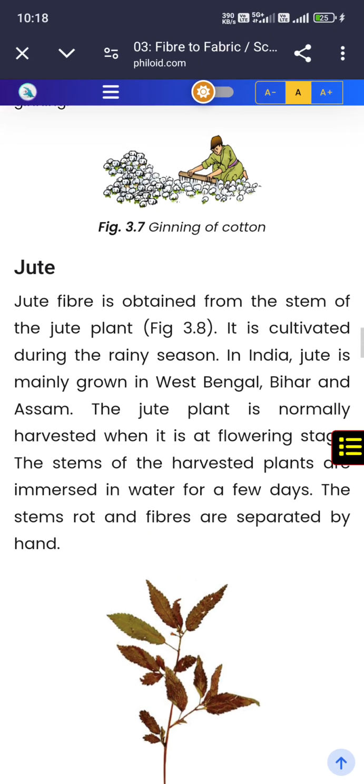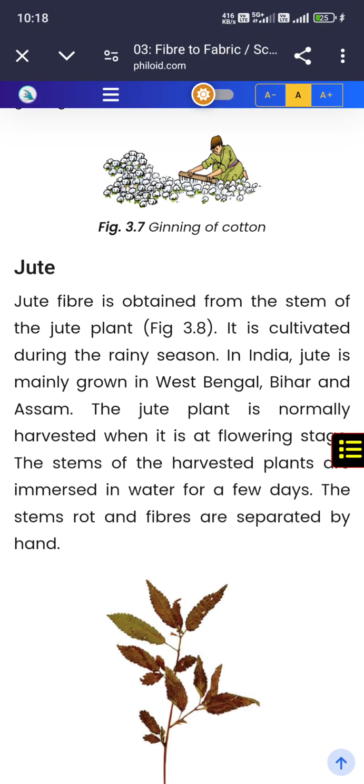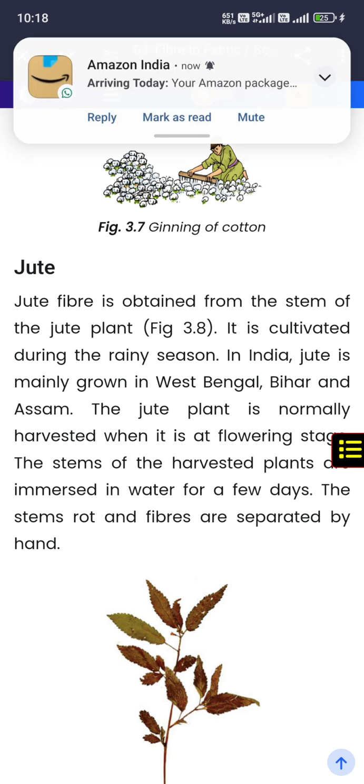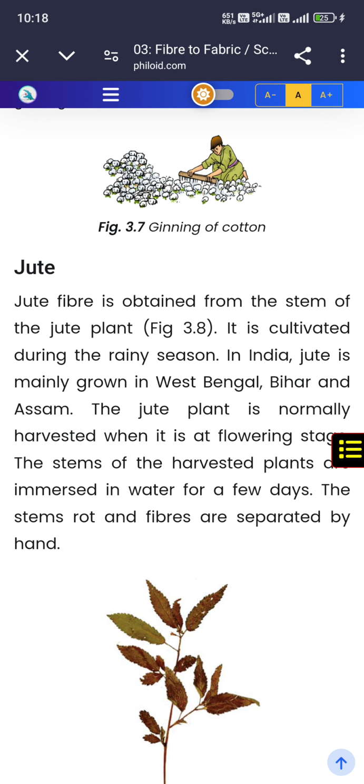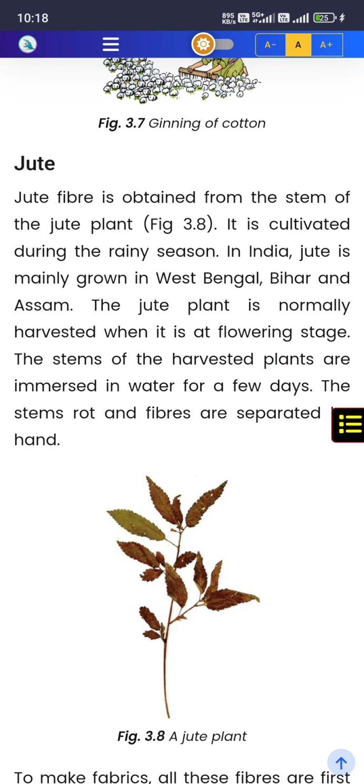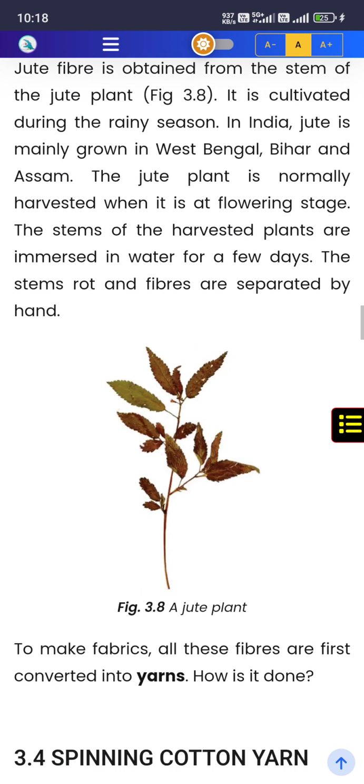Next up is jute. Jute fiber is obtained from the stem of the jute plant. It is cultivated during the rainy season. In India, jute is mainly grown in West Bengal, Bihar, and Assam. The jute plant is normally harvested when it's at the flowering stage. The stems of the harvested plant are immersed in water for a few days. The stems rot and fibers are separated by hand.